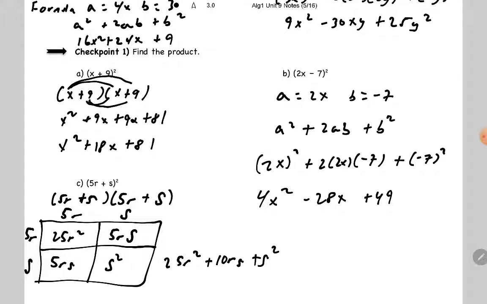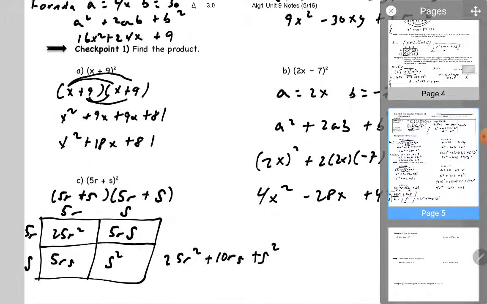So those are the three methods that we've learned about. Let's do some more.